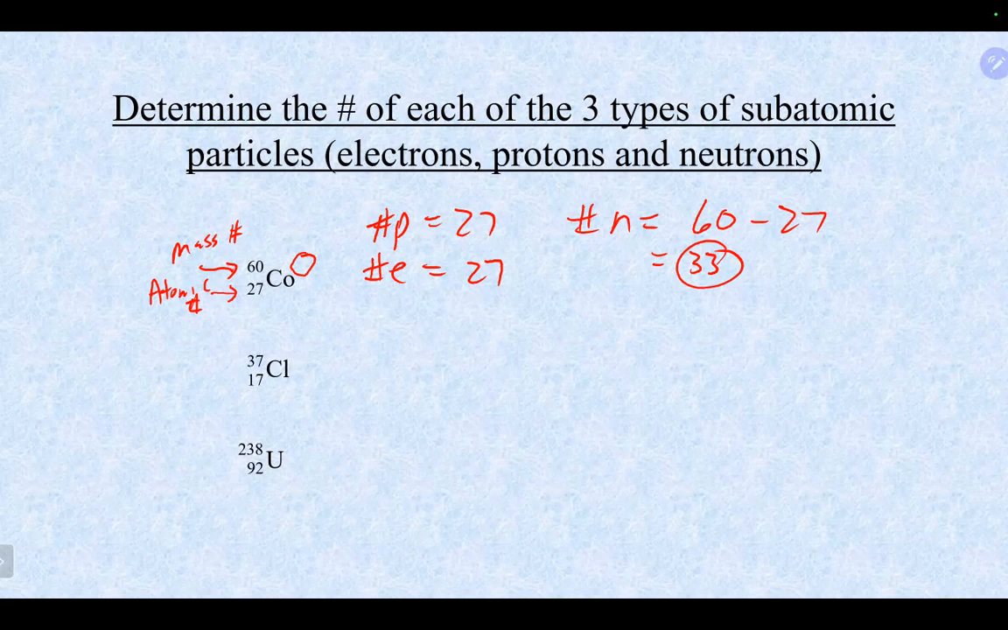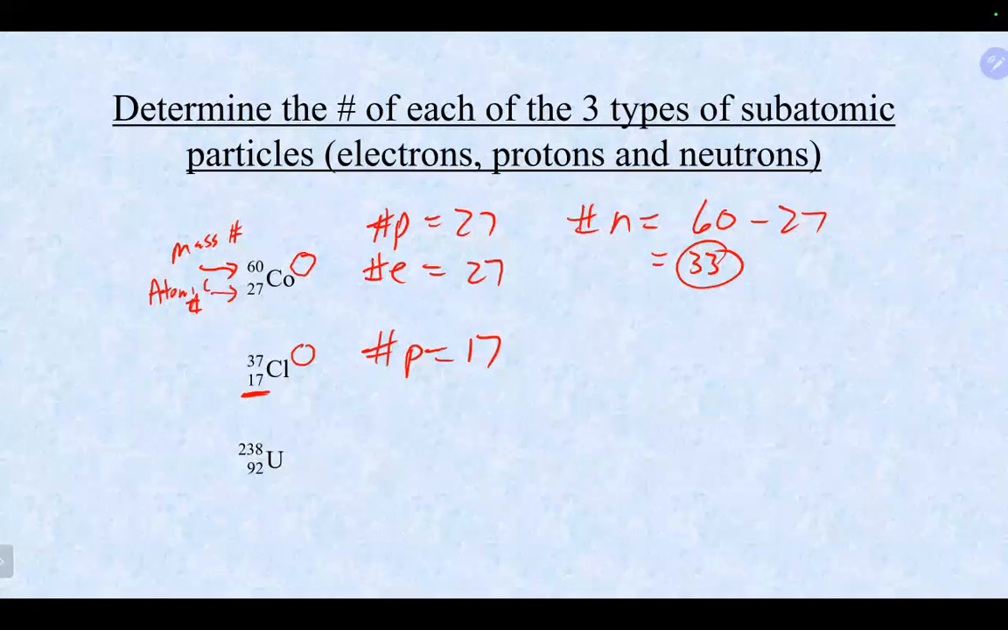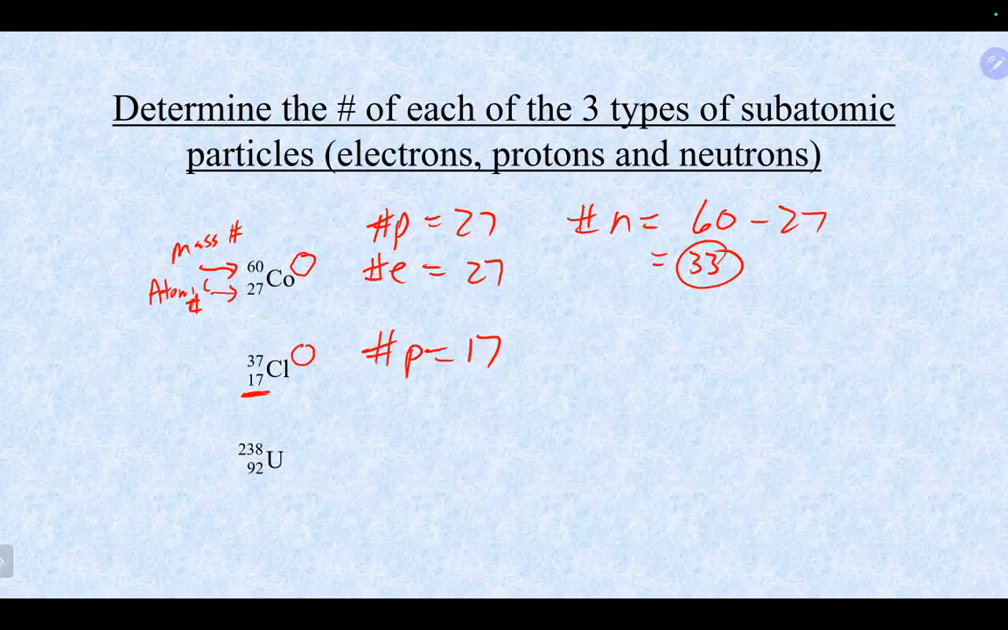Rolling to the next one, which is chlorine. Once again, we don't see anything written there, so it's neutral. Looking at the atomic number, which is on the bottom, would be 17 protons. Once again, we will have a matching number of electrons because it is neutral, so it would also be 17. For our neutrons, once again, we take our mass number, which in this case is 37, minus 17, gives us 20 for our neutrons. Any questions on that one?